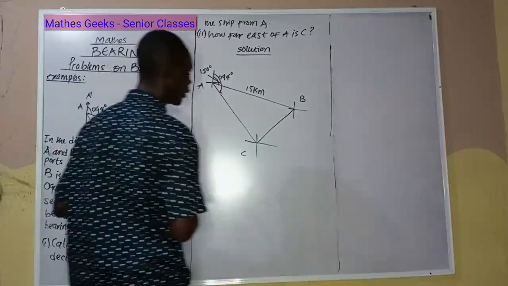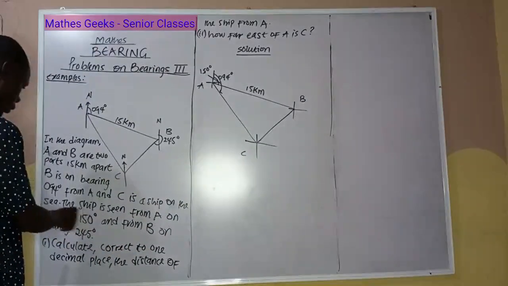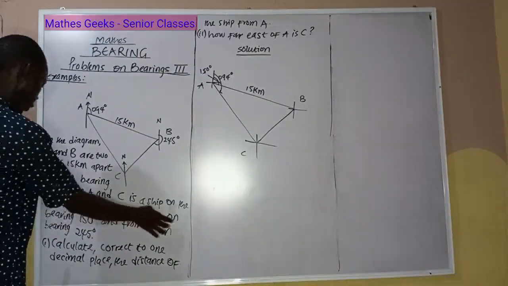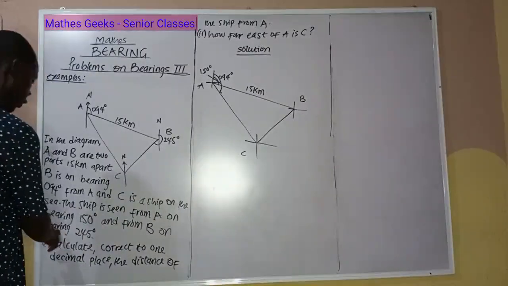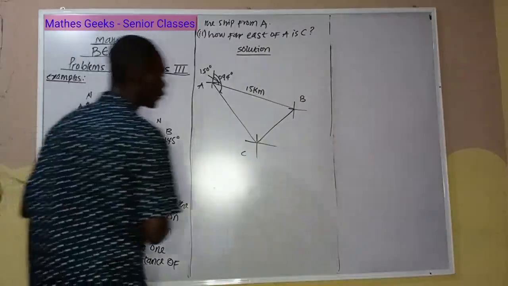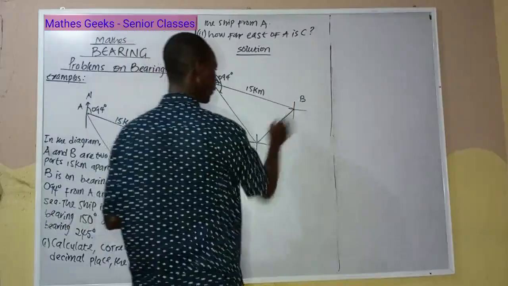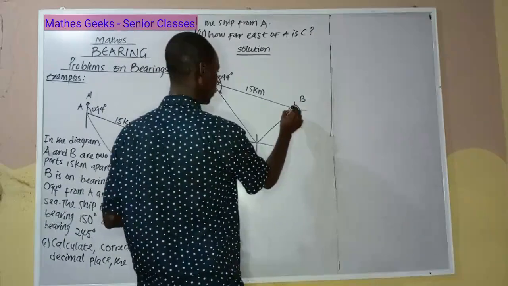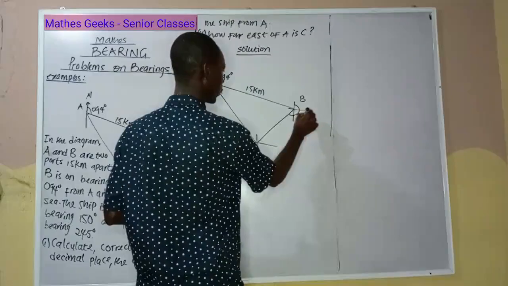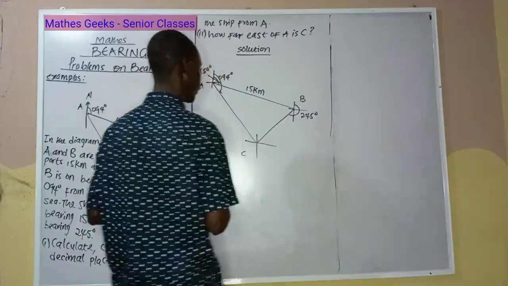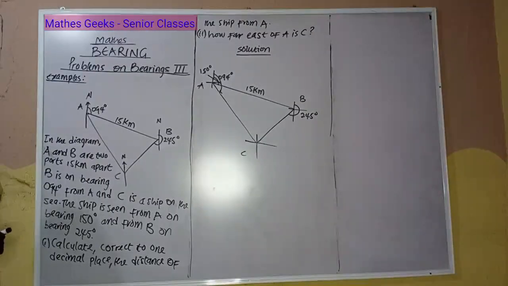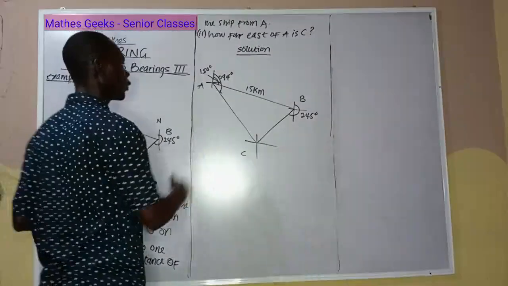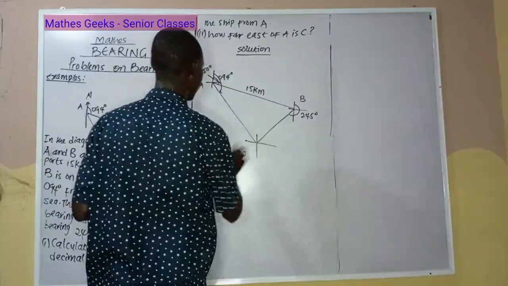Then here it says the ship is seen from A on bearing 150 degrees and from B on bearing 245 degrees. From B, the bearing of C from B is 245 degrees. Calculate correct to one decimal place. So this is everything that was given to us, so let's work with this now.